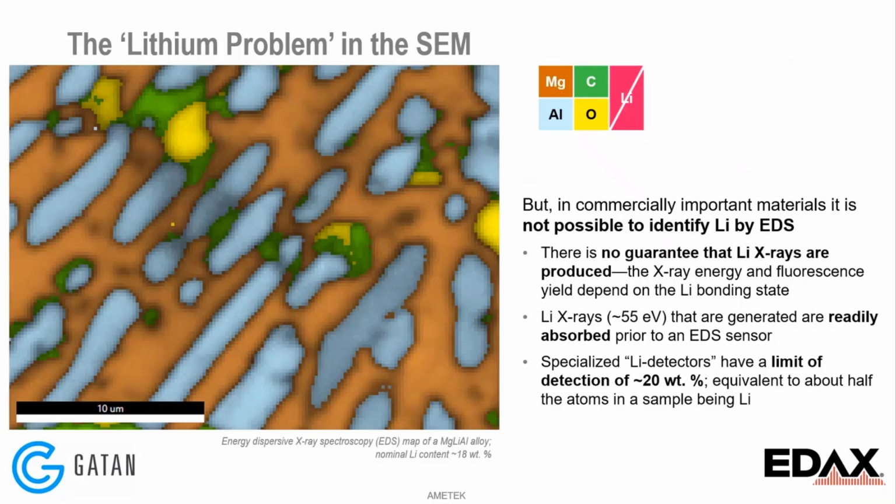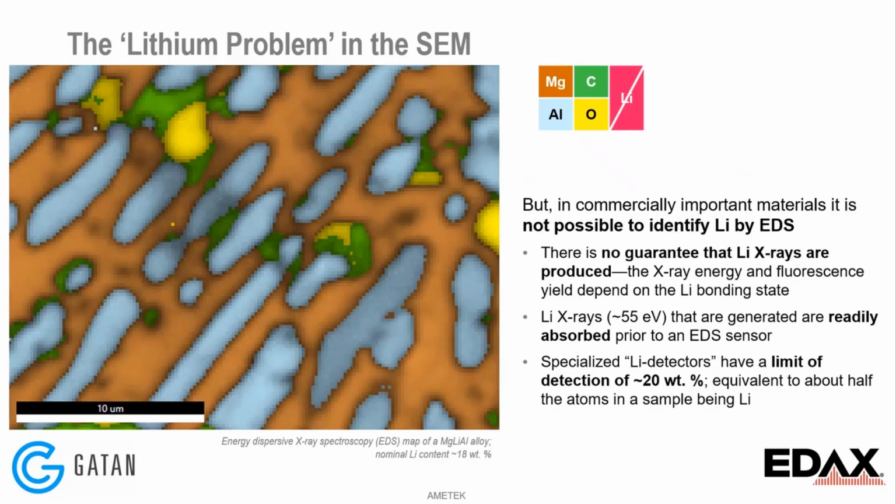Now, when lithium X-rays are generated in a sample, they're also readily absorbed prior to reaching the EDS sensor because they have very low energy. This means that they can be readily absorbed by surface contamination, presence of carbon, hydrocarbons on the surface of the sample, or an oxide layer, for example.